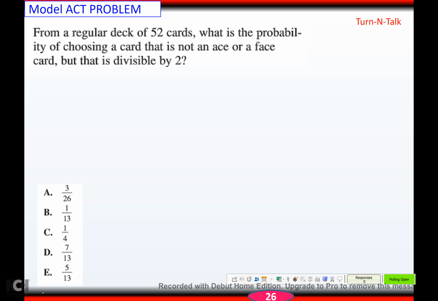From a regular deck of 52 cards, what is the probability of choosing a card that is not an ace or a face card, but that is divisible by 2? So, I'm going to set myself up here again. Okay, aces, 2s. Aces, 2s.